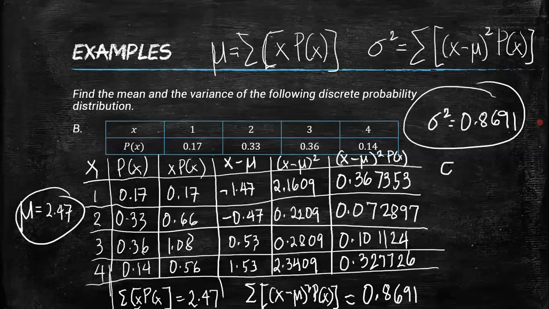If you want to know our standard deviation, simply take the square root of 0.8691. So that would be 0.9323. Okay, so the 0.86 and 0.85 are also correct. The thing is, why is our answer different? Ah, 0.87 pala yung iba.